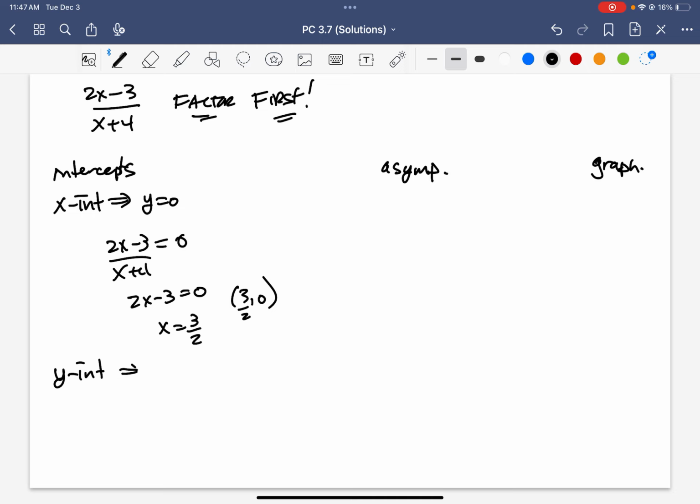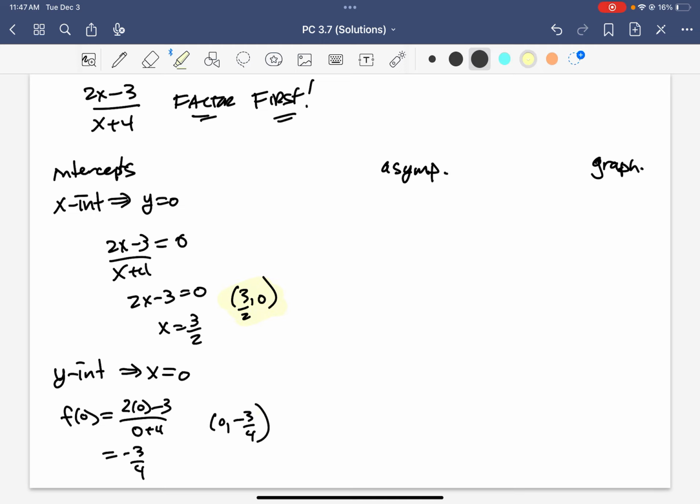The y-intercept is where x equals 0. So if you plug in 0, f of 0 gives you -3/4. So (0, -3/4) is also a point on the graph. So I know 2 points on my graph.